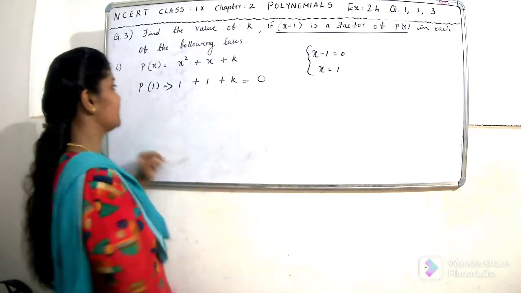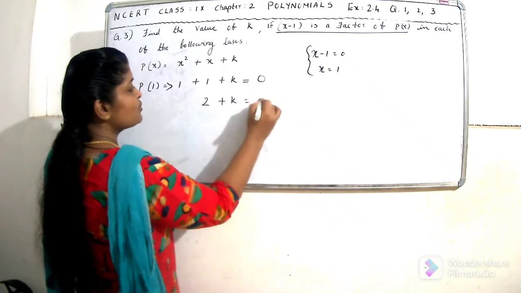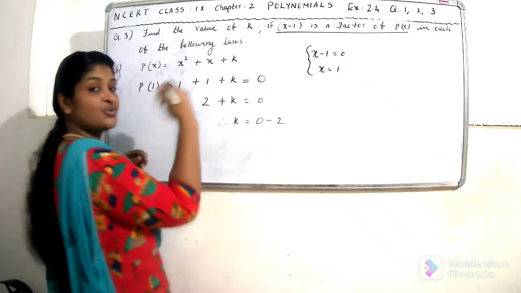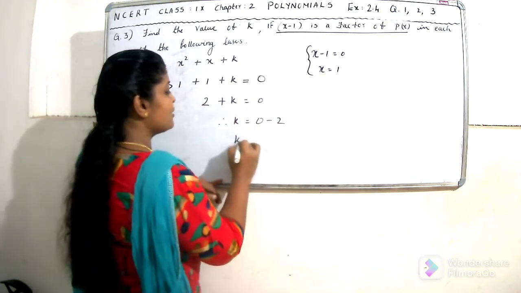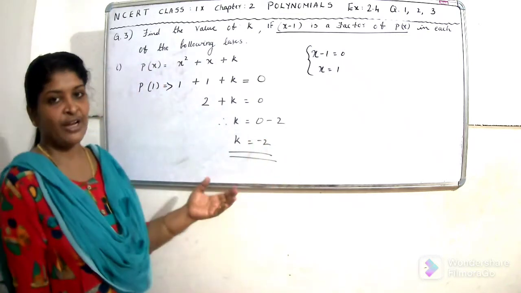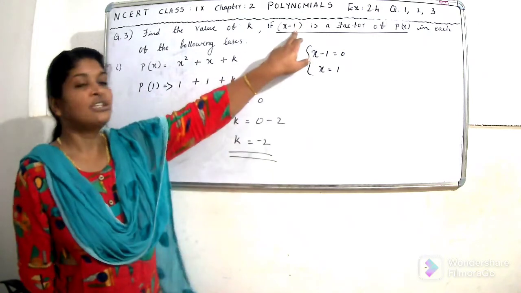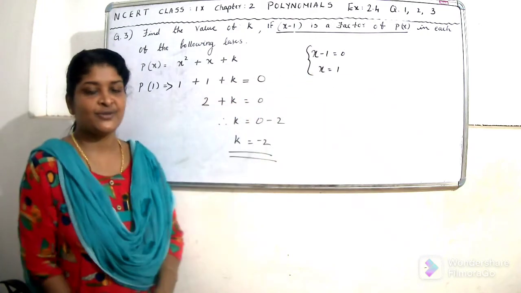So 1 plus 1, that is 2, 2 plus k equal to 0. Therefore k equal to 0 minus 2. This positive 2 on the other side becomes negative 2. So what is the value of k? Therefore k equal to negative 2. So this is the way we have to find the values of the variable if the divisor is already a factor. Now move on to the next question.